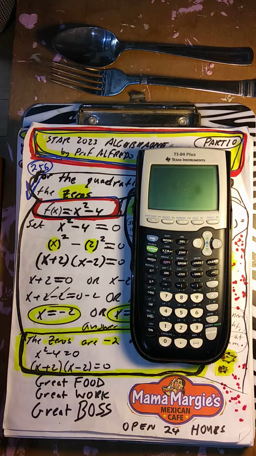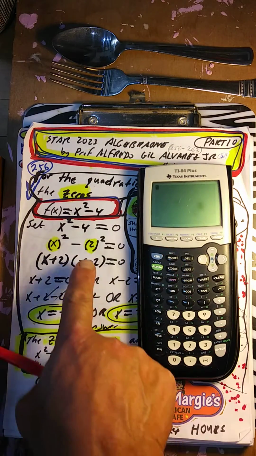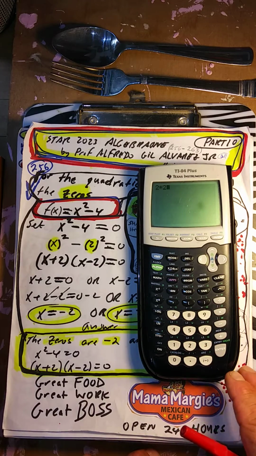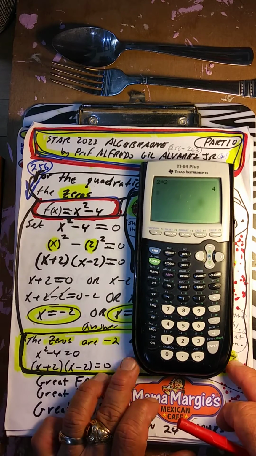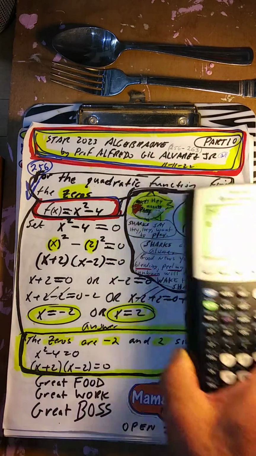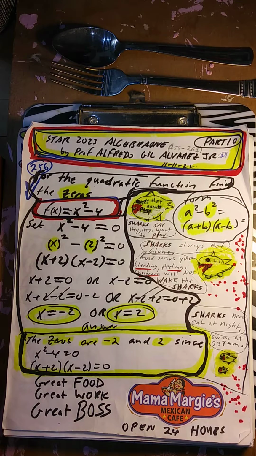Alright, so is 2 times 2 going to give you 4? Let's see. 2 squared, 2 times 2, and enter. Is that going to give you a 4? Yeah, it does. So 2 times 2 is 4. You can use the graphing calculator. That helps, okay? Anyway, so now let's go from there.